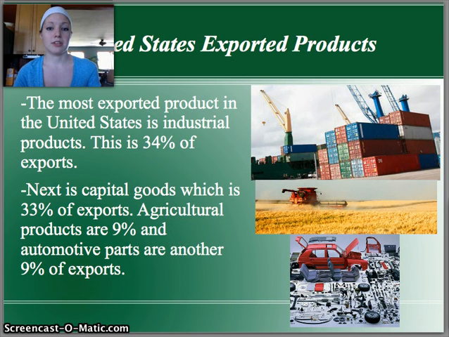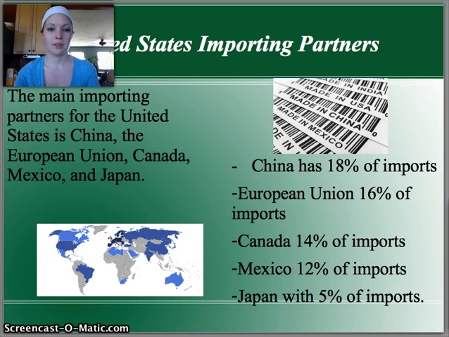Next, I'm going to talk about the United States exported products. The most exported product in the United States is industrial products. This is 34% of our exports. Next is the capital goods, which is 33% of our exports. And then agricultural products, which is 9%. And automotive parts, which is 9% of our exports.